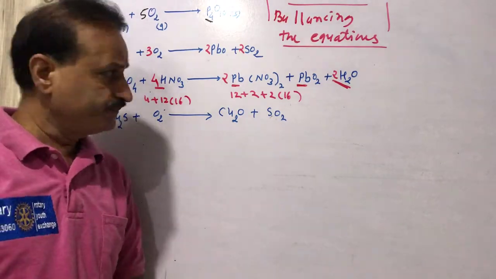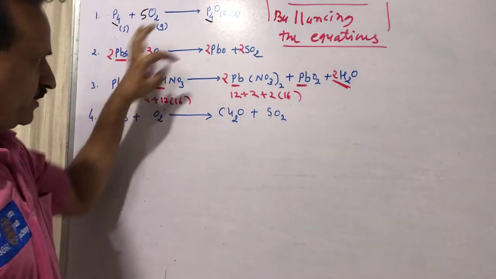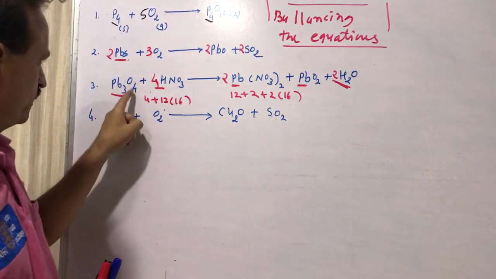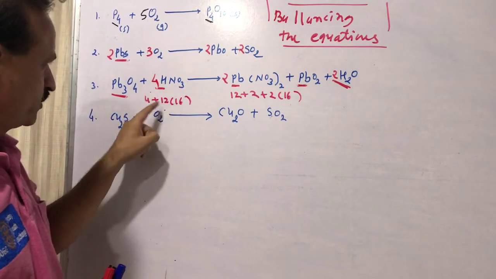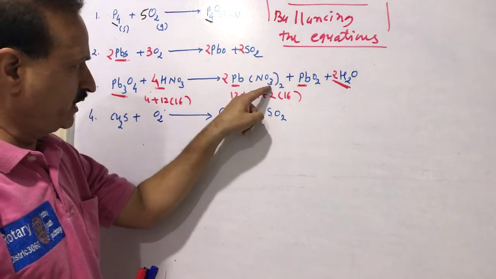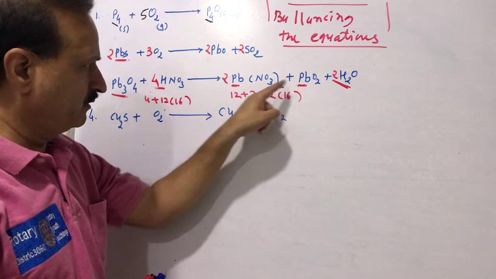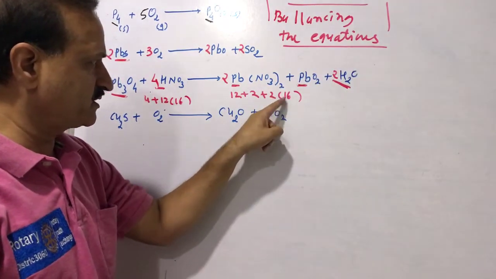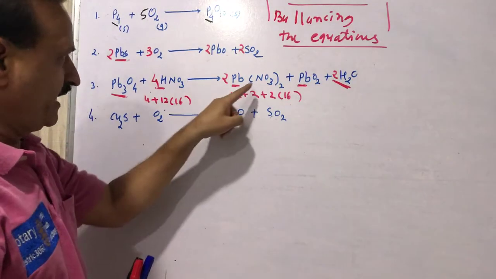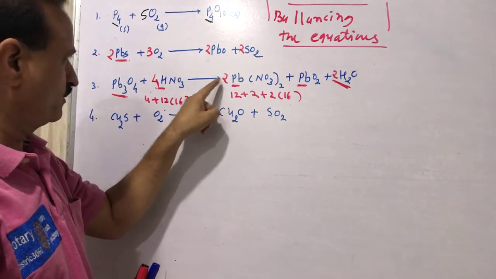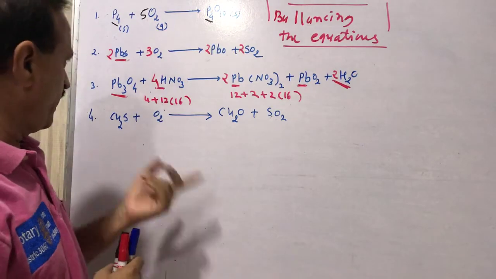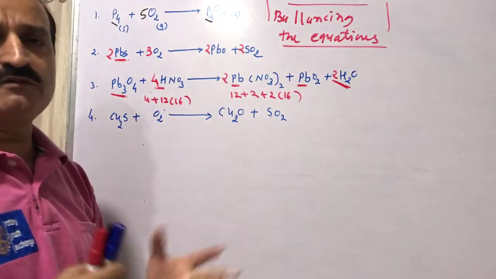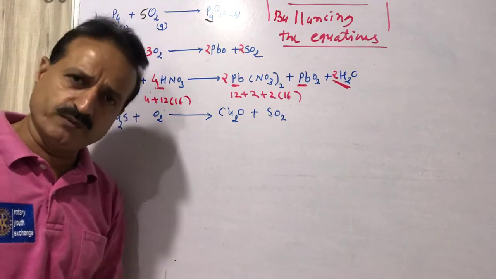Again repeating. Lead 3, 2 lead and 1 lead, it is 3. Oxygen 4 and 12, total 16. Oxygen on the right, 12, then 2, then 14 and 2 more, it is 16, total completed. Nitrogen 2 times 2, 4, nitrogen 4. Hydrogen, here are 4, hydrogens here are also 4. It is a balanced equation. Very easy, very simple.